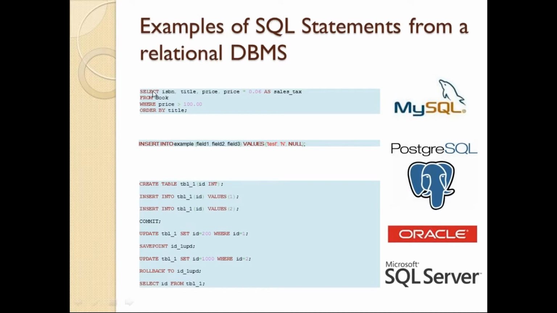And let's look at one example. Here, you're trying to write a syntax: select the book ISBN, title, price, and price times 0.6 as the sales tax. But what is the sales tax here? Probably more than 6%. From the book table where the price is greater than $100 and ordered by title. This would be one example. Writing something like this can be trained and learned, but we're not going to teach you here. If you're interested, you can read about SQL later on.